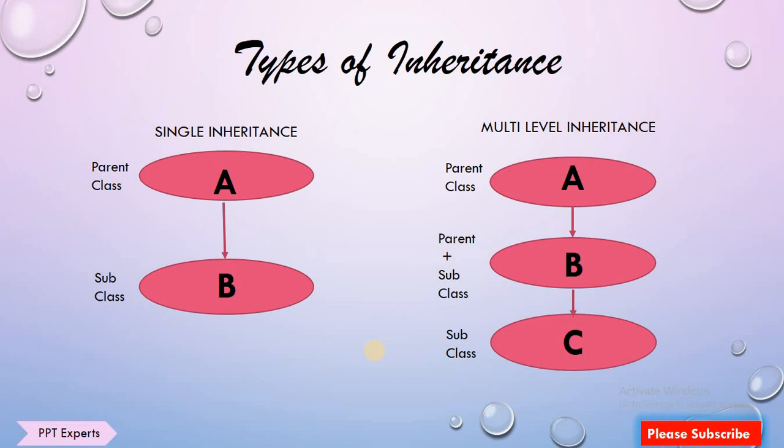Next is multi-level inheritance. Multi-level inheritance means there will be a chain of inheriting classes. So here class B is inheriting the features of class A and class C is inheriting the features of class B. So there will be 2 parent classes and 2 subclasses in multi-level inheritance.